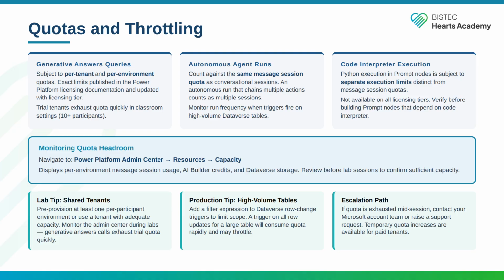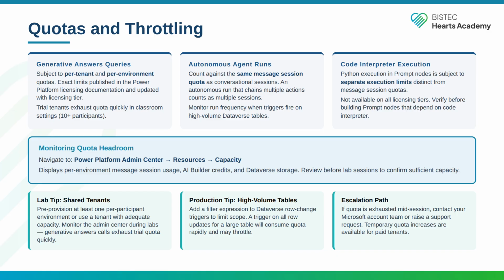Monitoring path: Power Platform Admin Center, resources, capacity. This shows per environment message session usage, AI Builder credits, and Dataverse storage. Check this before lab sessions. In production, weekly monitoring for any environment running autonomous agents on active tables is a reasonable baseline.